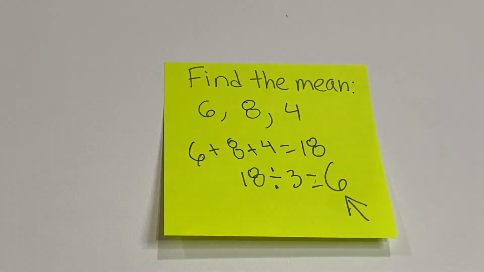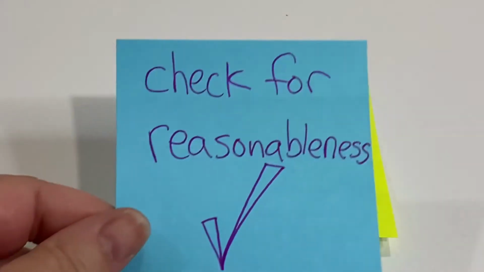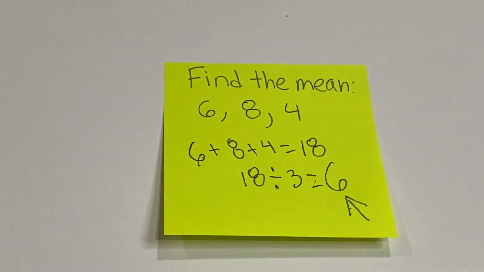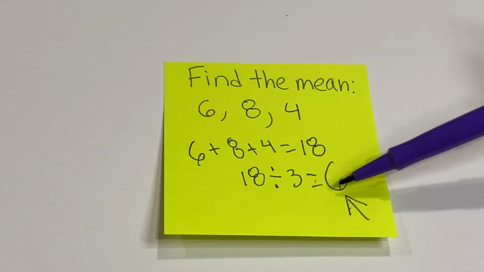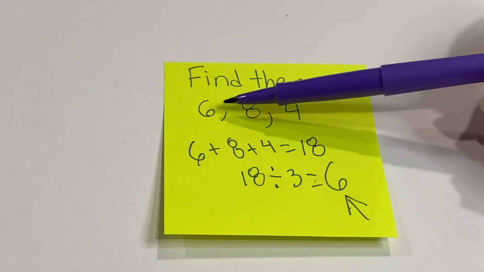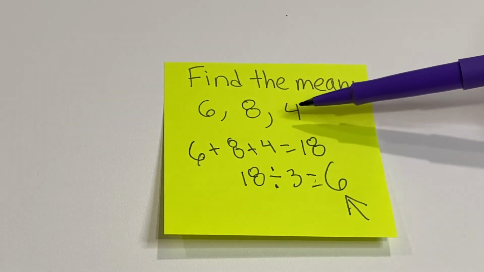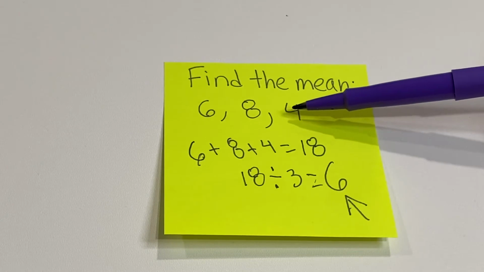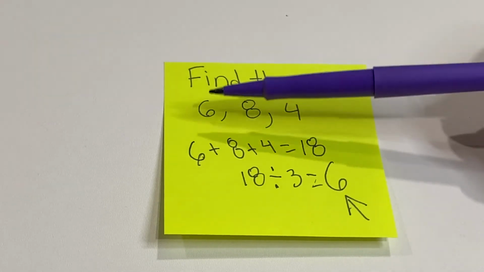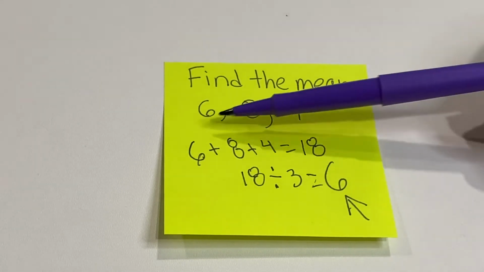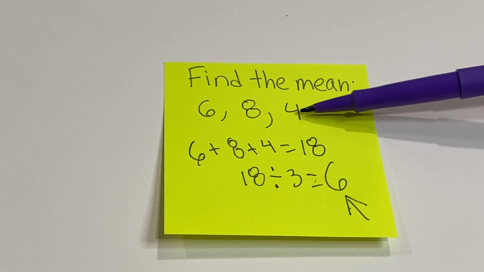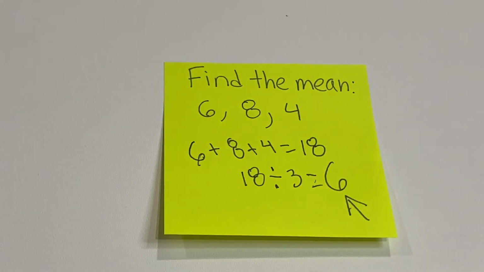Now we're going to go back and, you got it, check for reasonableness. So when we do that, is it possible that 6 is the mean? Does that make sense? Yeah, it actually does. That's kind of in the middle here between 4 and 8. It can't be a number bigger than 8, and it definitely can't be a number lower than 4. So yeah, that's a reasonable answer.